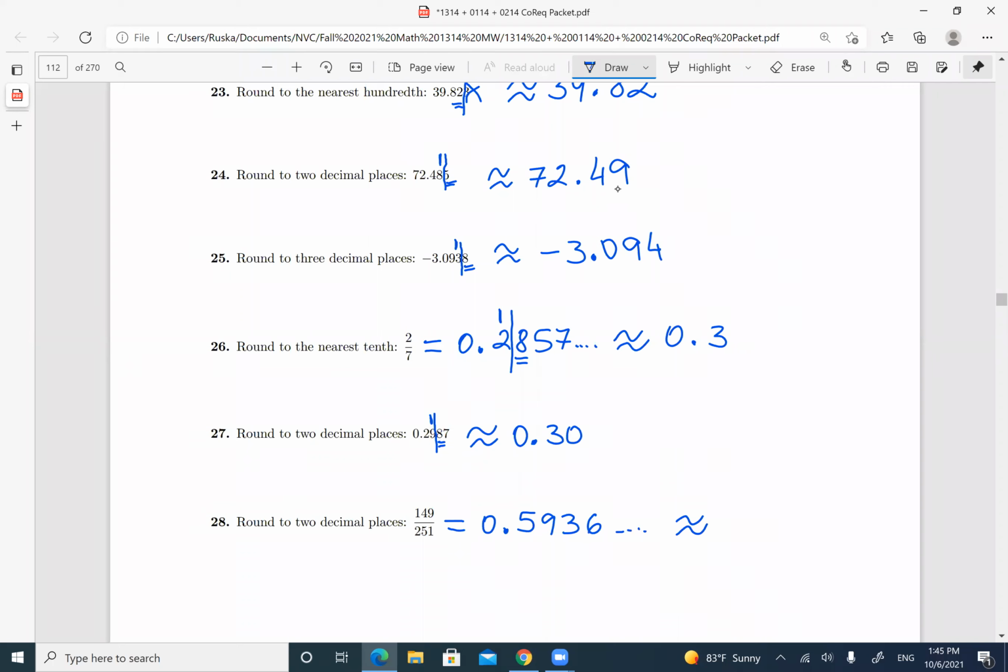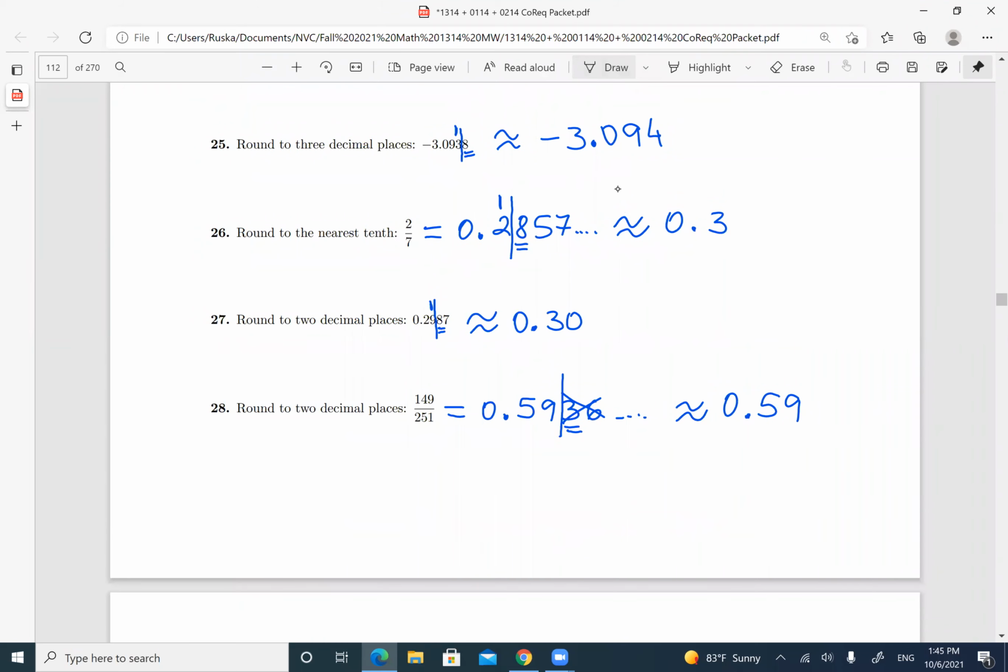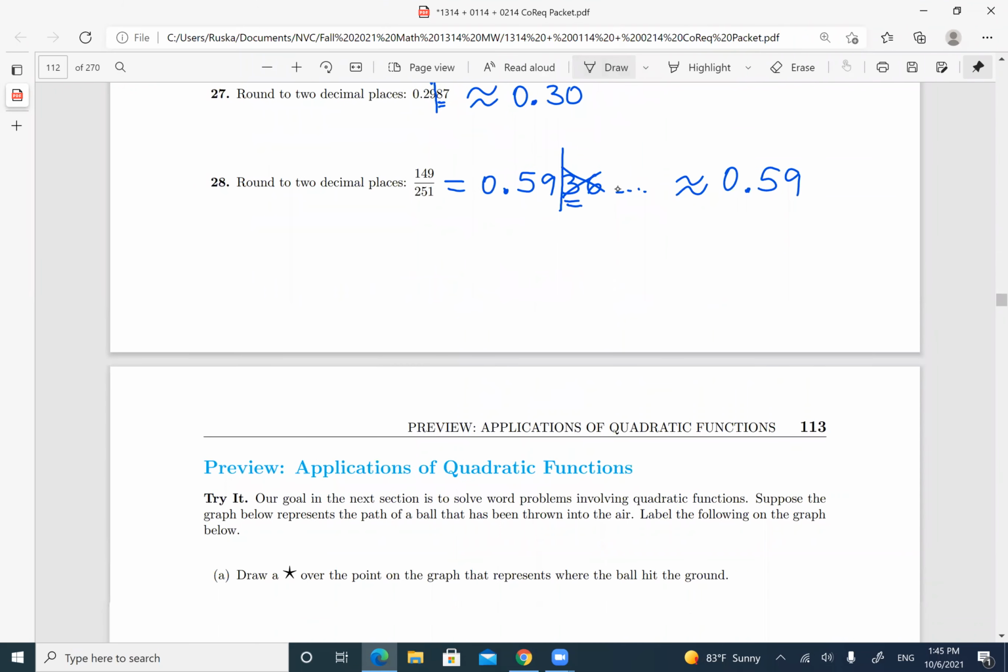2 decimal places, so it's going to be over here. The number after that is 3, so I'm just going to cut those, and it's going to give me 0.59. Okay? So that's how you round numbers. Everybody understand that? Okay, always look at the next digit.